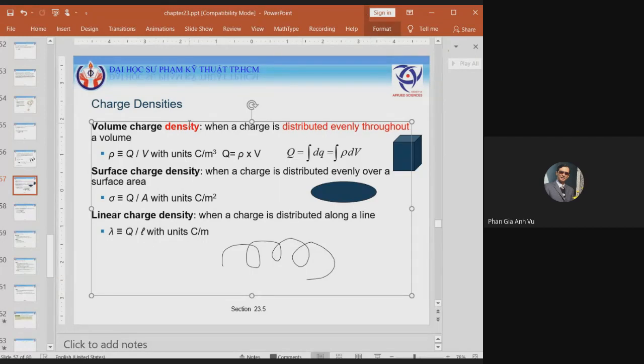Then if the charge is distributed but evenly, what is the meaning of evenly? Can someone tell me?